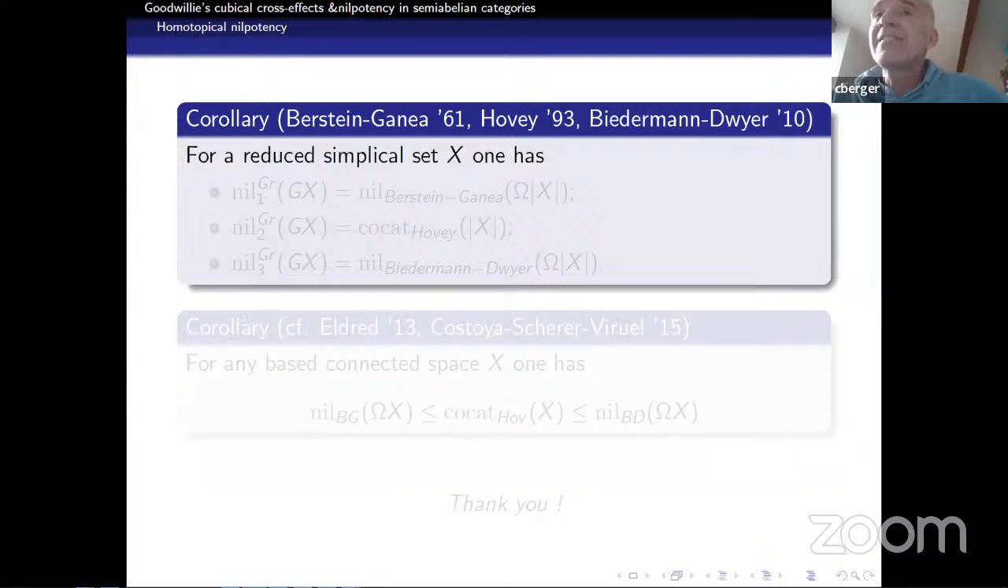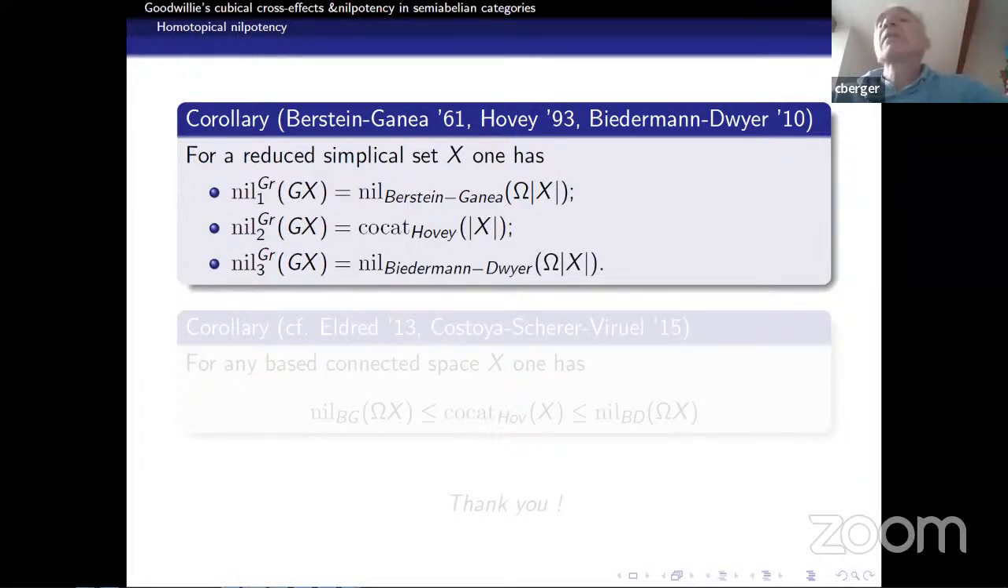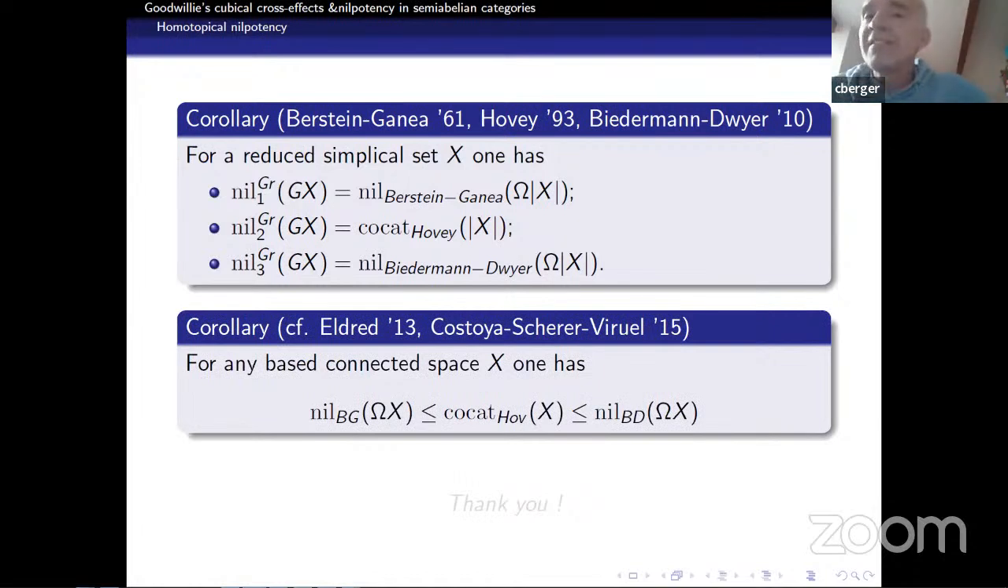And what is very nice is that in the case of groups, so groups form a semi-abelian variety, all three notions have already been considered in the literature. The first notion is known as the Berstein-Ganea nilpotency. The second is known as cocategory, and the third has been introduced by Biedermann and Dwyer. So you get this chain of inequalities between these known notions of homotopical nilpotency. And actually, this kind of inequality has already been studied by Rosona Eldred and also by Kotsoya, Scherer, and Viruel. So that's all I wanted to tell. Thank you very much for your attention.